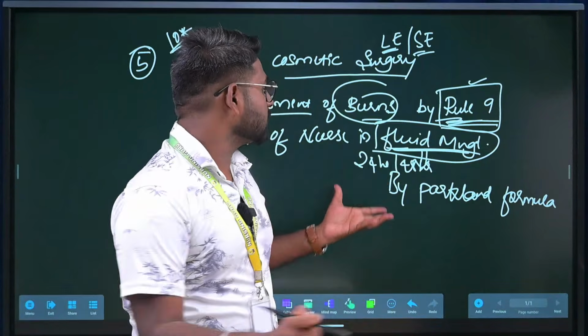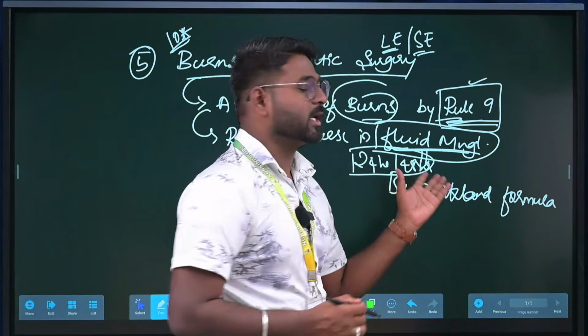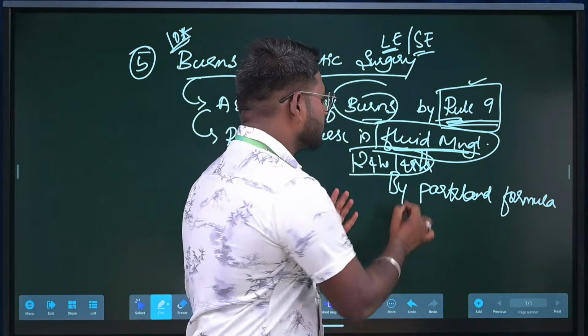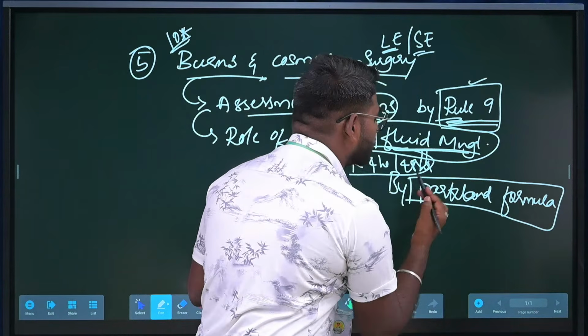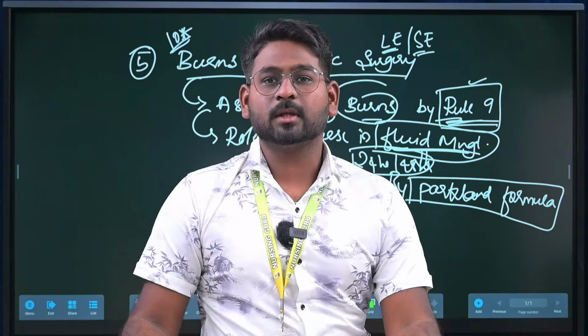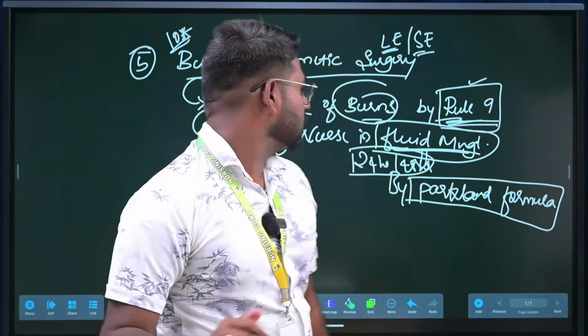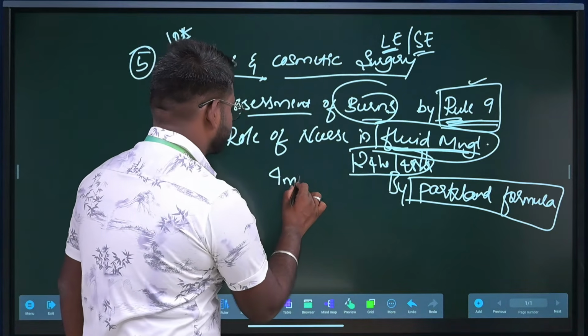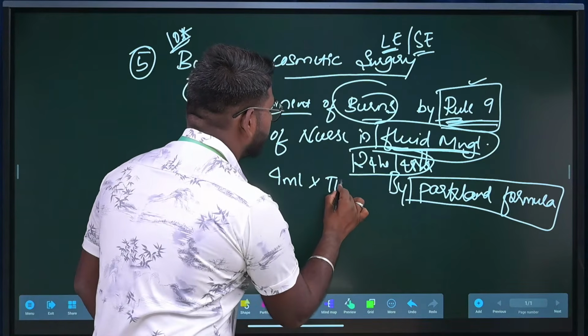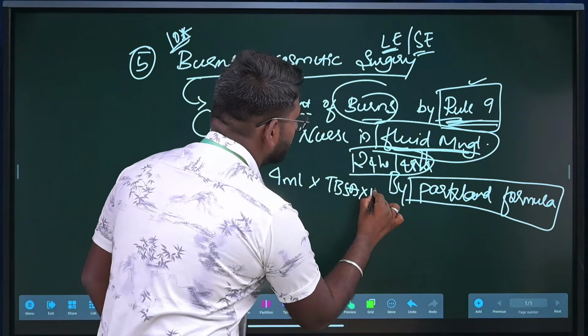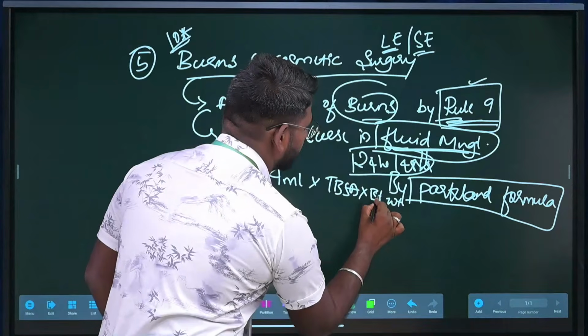So that's the reason this is very important to expect, using the Parkland formula. I think you already know about the Parkland formula. That is 4 ml into the total body surface area burnt into body weight, into body weight.